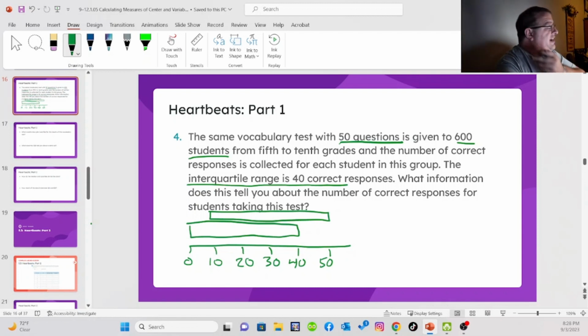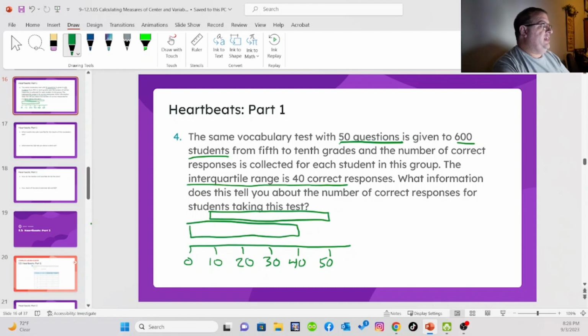So this tells us that the students scored all over the place. Some students scored high, some students scored low, but that middle 50%, which is the box on our box plot, is really long in relation to the actual number of questions on the test. So this tells us there was a large variability in the scores on this test.